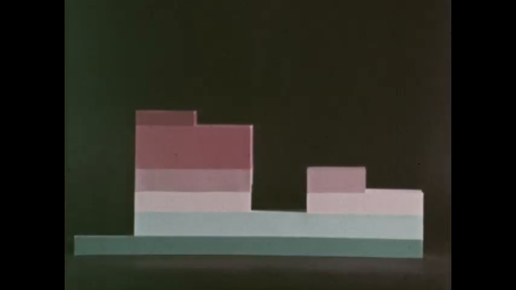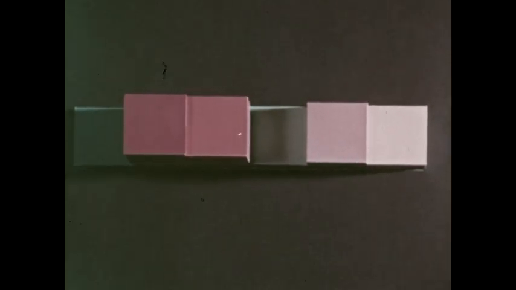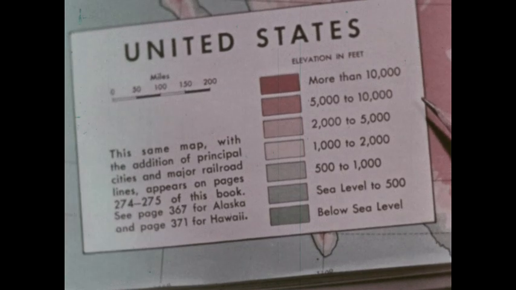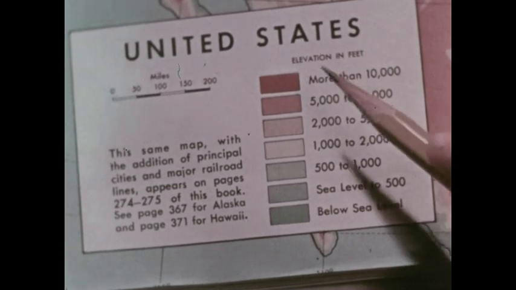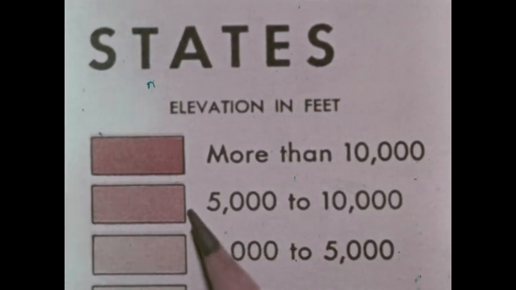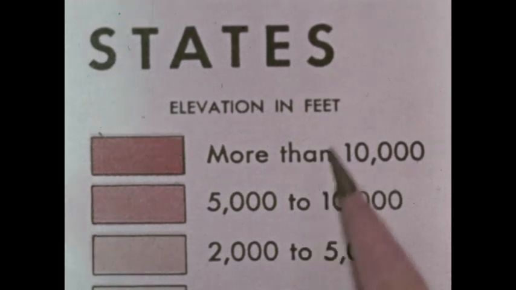We can get a more complete idea by using, instead of 3 colors, 4, 5, or 6. Using this many colors, we can give a very precise picture of various elevations. This is why most physical maps use several colors to show elevations. On each map, you'll find a legend or key, which tells what elevation each color stands for. On this legend, one color stands for elevations over 10,000 feet, while another color stands for elevations from 5,000 up to 10,000 feet.